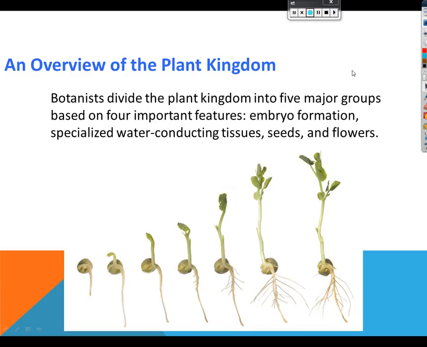All right, botanists basically divided the kingdom Plantae long ago into 5 major groups. One is embryo formation, the way that plants started forming embryos. There we go into the gametophyte and sporophyte, which we'll talk about in a minute. Another is the specialized water conducting tissue.